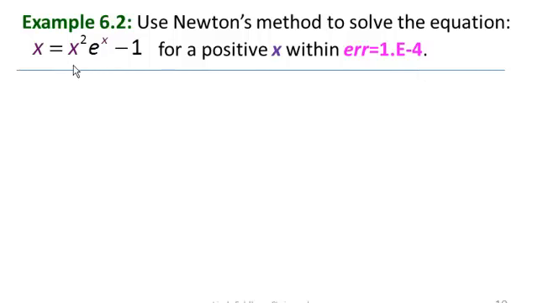I don't see any zero here. How do we get a zero here? We move that x onto that side. So if we have an equation that has stuff on both sides, we just move one of the sides to the other to get our zero.